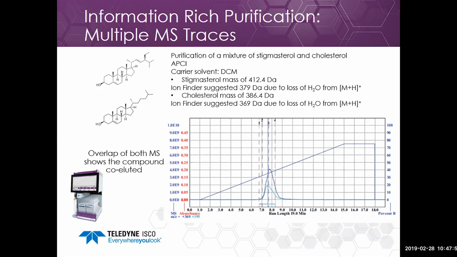But we can see that what appeared to be a single peak, if you were detecting via multiple masses, we can actually see that there's two masses that are predominant there, and those match up with both of the compounds. We took advantage of the ion finder feature to look at the fragments that were lost due to water. So you can see that there, the stigmasterol mass is 412 Daltons, and it suggested 379, while cholesterol is 386 and suggested 369 is a good fragment to observe. So once again, you can see the overlap of both the mass spectras shows the compound co-eluted.